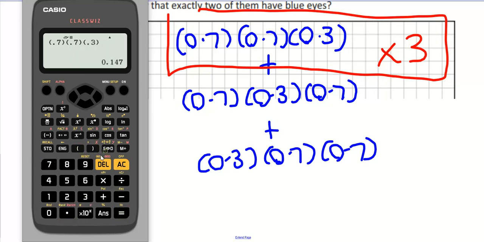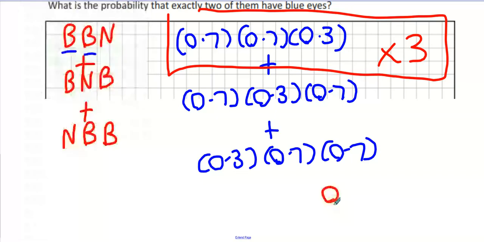Yep, I got 1.147, but I have to multiply by 3 now. And I got a 0.441. Good man. That's a difficult question. A lot of people get that wrong. Feel good? Okay, let's move on.